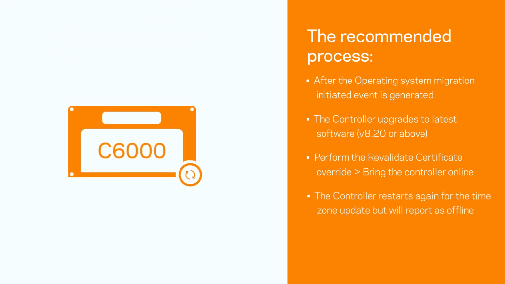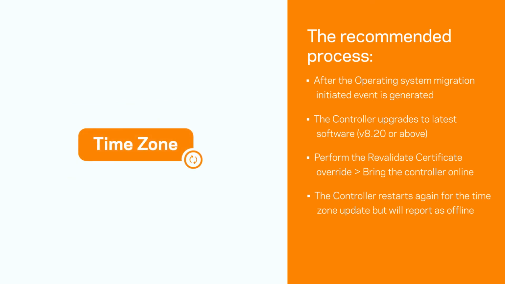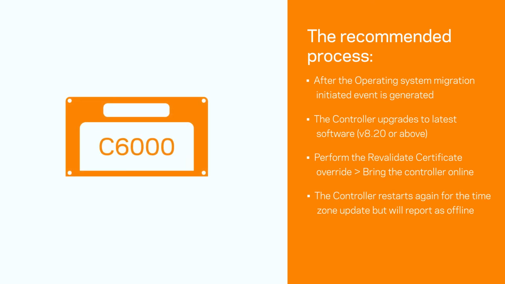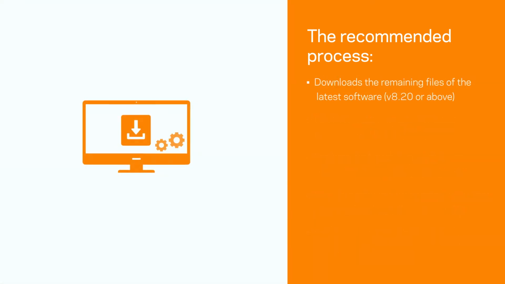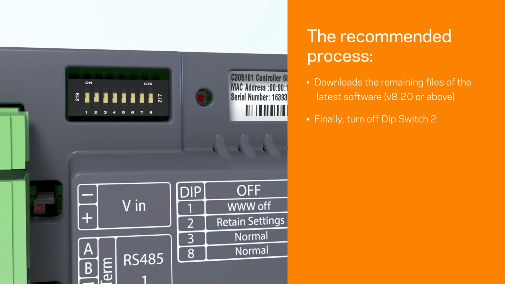The controller then restarts again for the time zone update, but will report as offline. Perform the revalidate certificate override on the controller to bring it back online and download the remaining files of the latest software, version 8.20 or above. Finally, turn off DIP switch 2.